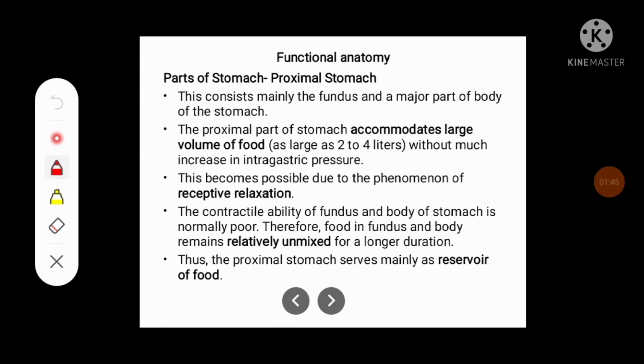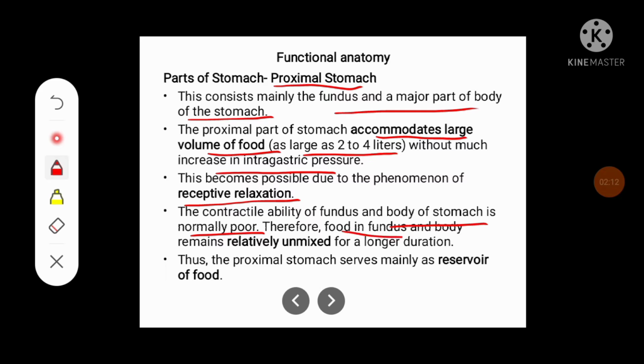See the stomach, it has a proximal part, consisting mainly of the fundus and the major part of the body of the stomach. The proximal part of the stomach accommodates large volume as large as 2 to 4 liters without much increase in the intragastric pressure. This becomes possible due to the phenomenon of receptive relaxation. The contractile ability of fundus and body of stomach is normally poor. Therefore, food in the fundus and body remains relatively unmixed for longer duration. Thus, proximal stomach serves mainly as a reservoir of food.